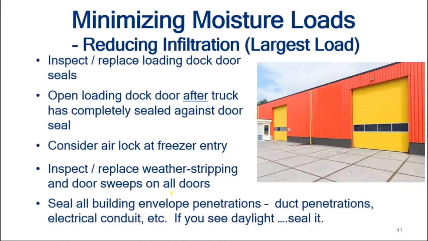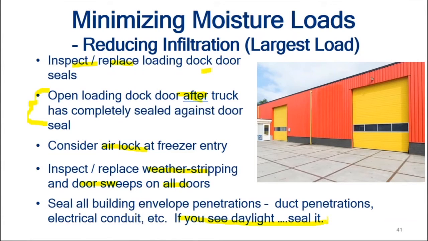to solve the problem. Where do we look first on a cold storage loading dock? The first place we look is the actual doors. To inspect, replace those door seals. The door seals should be in great condition. Here's a procedural change. Let's make sure that dock door is opened after the truck has completely sealed against the door. In some cases, maybe an airlock needs to be considered. Any weather stripping that's on door sweeps, all the doors. And check this out. If you can see daylight, seal it.